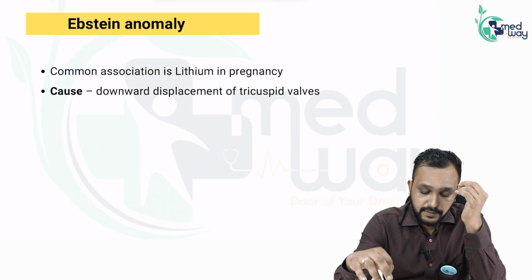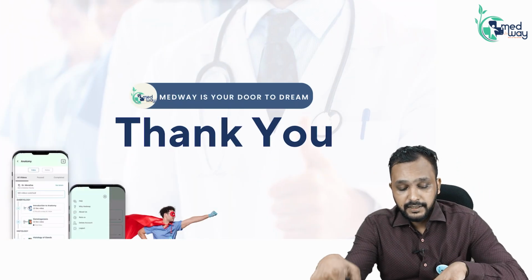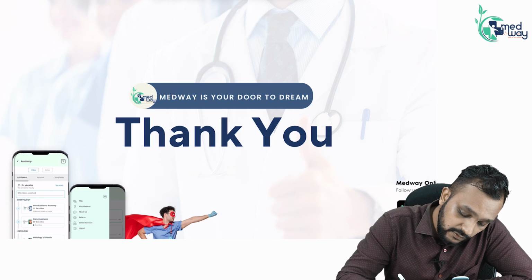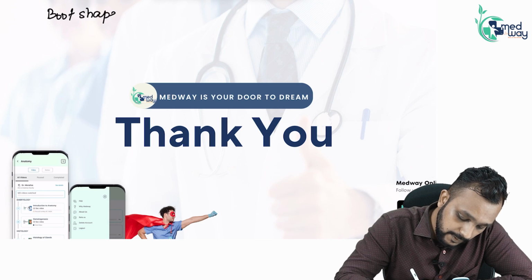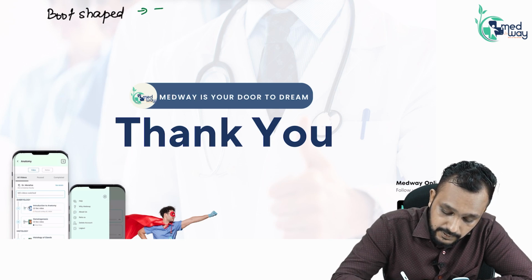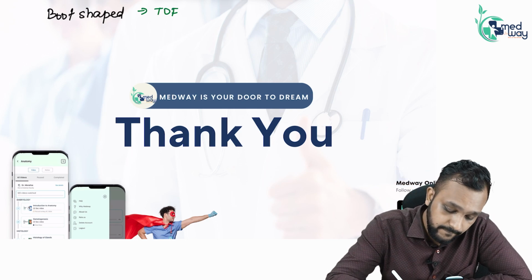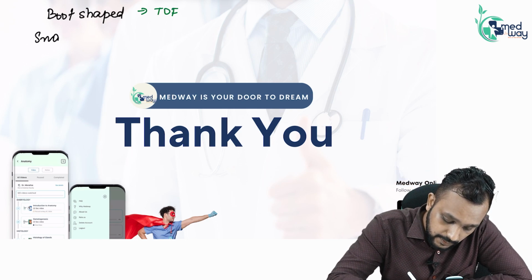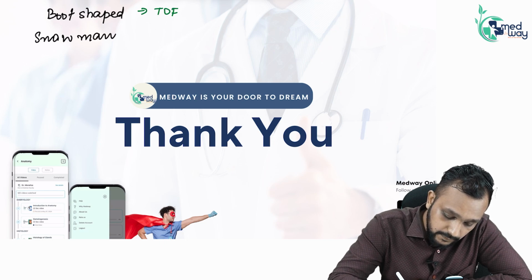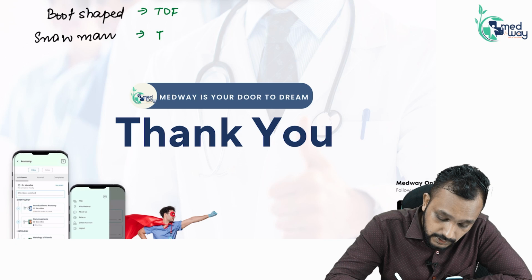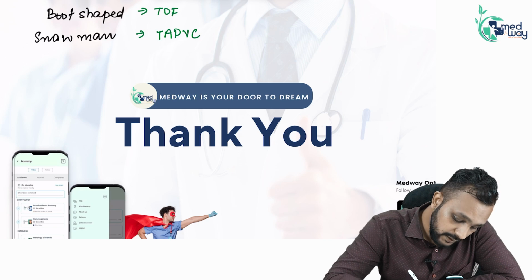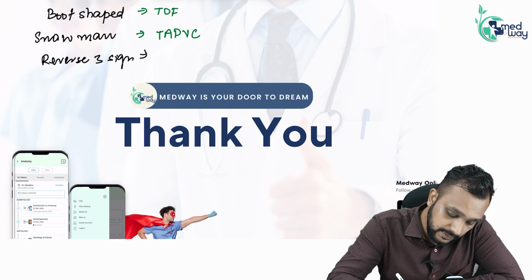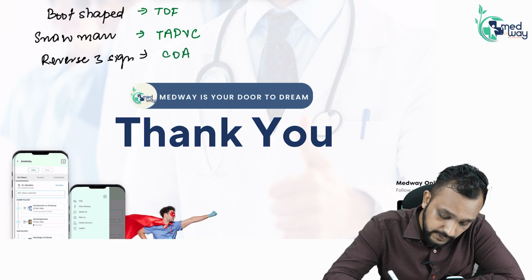So, guys, let me just summarize all the congenital heart diseases and their appearances. First, most important is the boot-shaped heart. It is seen in patients with tetralogy of Fallot. Then you have the snowman appearance. This is seen in patients with total anomalous pulmonary venous connection. Then you have the reverse 3 sign seen in patients with coarctation of aorta.